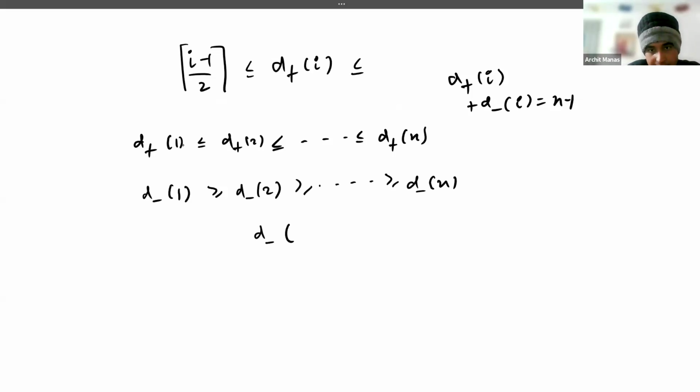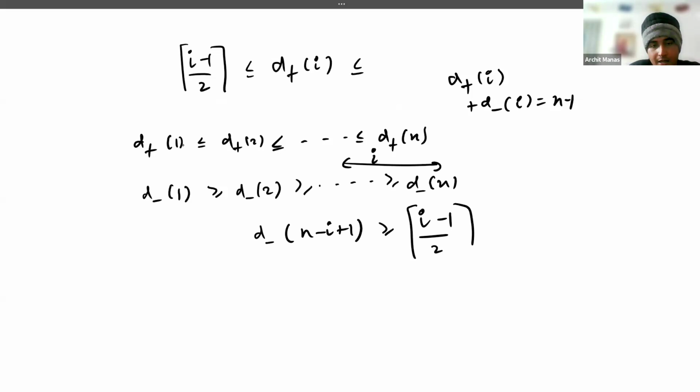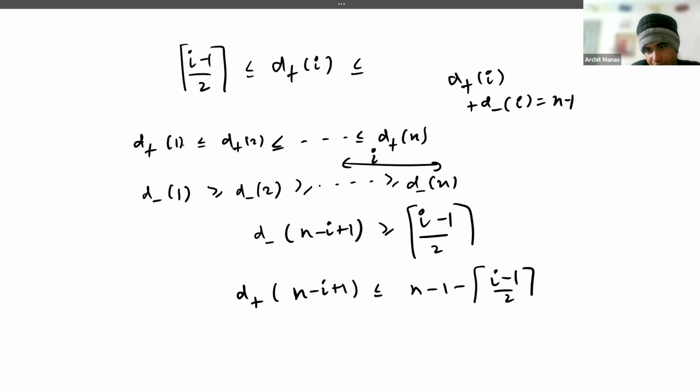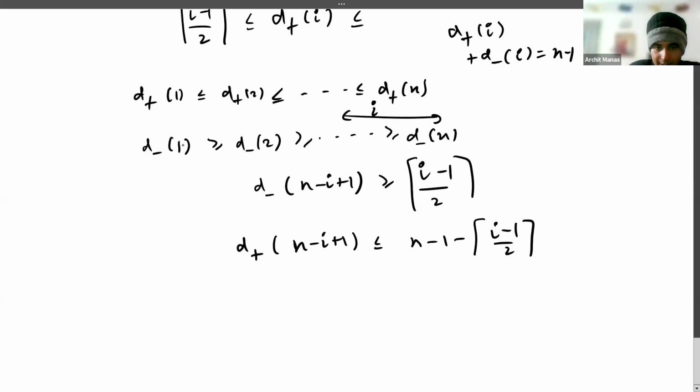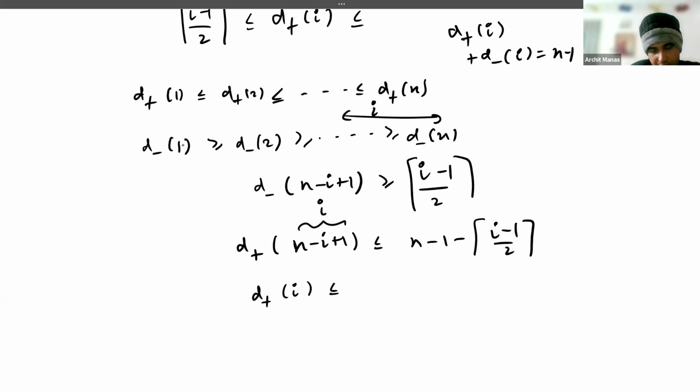And therefore, from the previous argument, we can see that d minus of the ith thing from this end, which would be n minus i plus 1, is at least as large as ceiling of i minus 1 over 2. And so that tells you d plus of n minus i plus 1 is at most n minus 1 minus ceiling of i minus 1 over 2. And now if I call this i, then I get d plus of i is at most n minus 1 minus ceiling of n minus i plus 1 over 2.